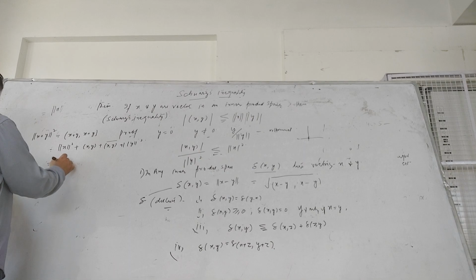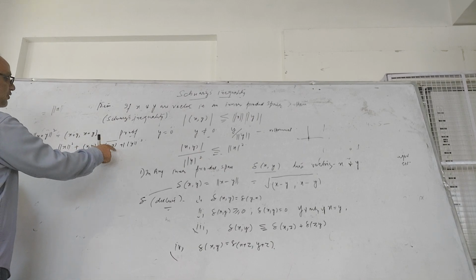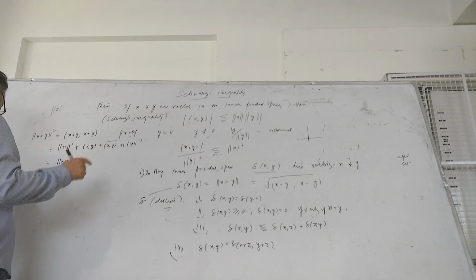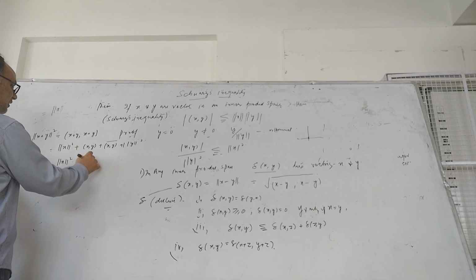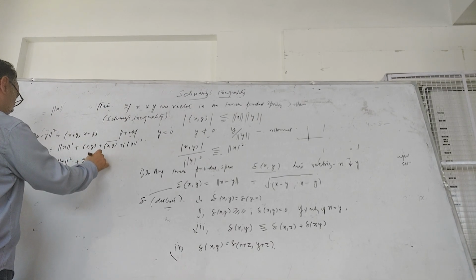So it will be the modulus of x squared, plus the inner product of xy and its conjugate, which is twice the real part of the inner product of xy. The other elements will cancel.